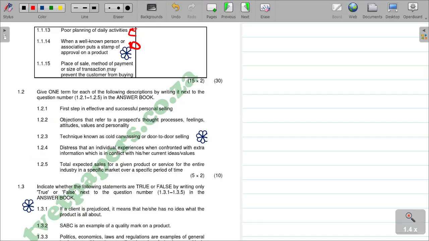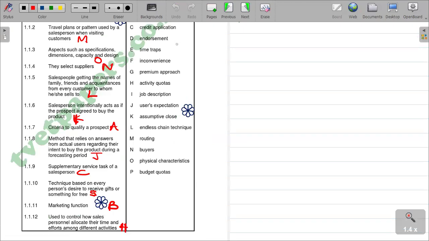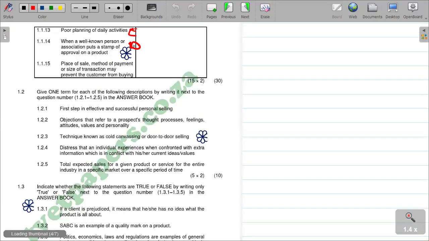1.115, place of sale, method of payment, or size of transaction may prevent the customer from buying. Right. So let's look for the correct answer. The correct answer is what we call inconvenience, which is F. Whereby the method of payment or size of transaction may prevent the customer from buying the product. Right. Let's go to 1.2.